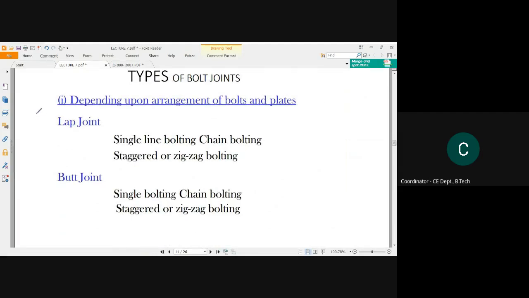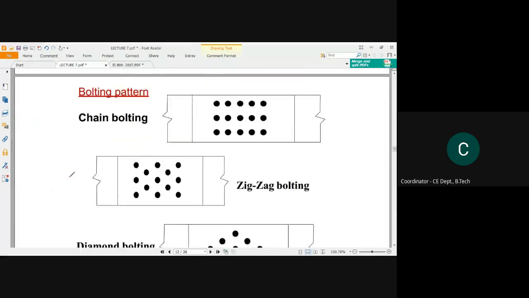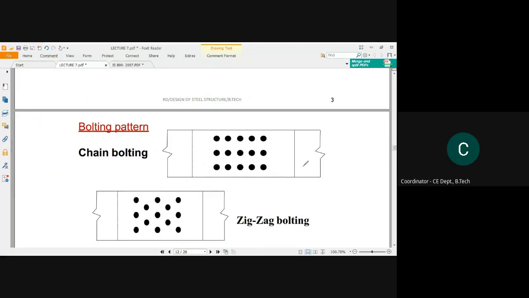Okay. Next, the types of bolt joints. See, these are the types of bolt joints which we can see depending upon the arrangement of bolts and plates, which I was saying. So this has been classified further as lap joint and butt joint. Under lap joint, single line bolting, chain bolting, and staggered or zigzag bolting come. So let me show you this diagram. See, this is a pattern of chain bolting. Say, if this is one member, and this is another member.